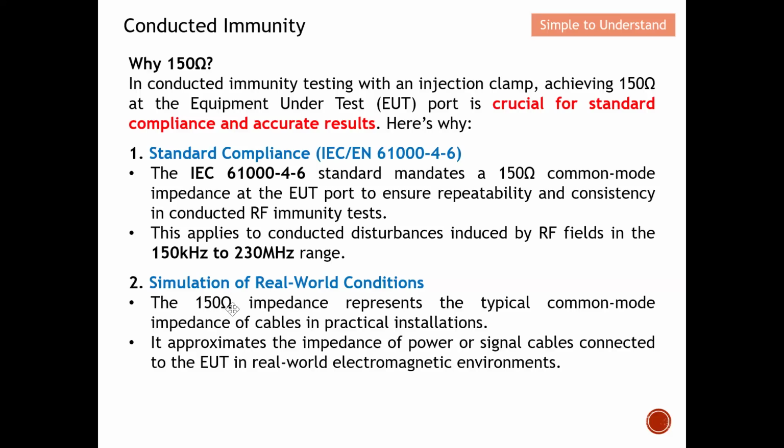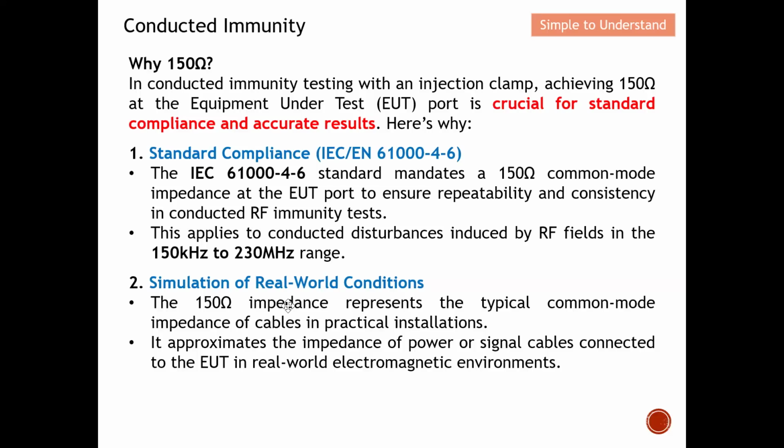Okay, the 150 ohm impedance represents the typical common mode impedance of cable in a practical installation. Another reason is that most of the cable in practical installation is actually 150 ohm. So basically we want to simulate a real-world condition having this 150 ohm impedance. It also approximates the impedance of power or signal cable that is actually connected to the EUT in a real-world electromagnetic environment. So this is the second reason why it needs to be 150 ohm.